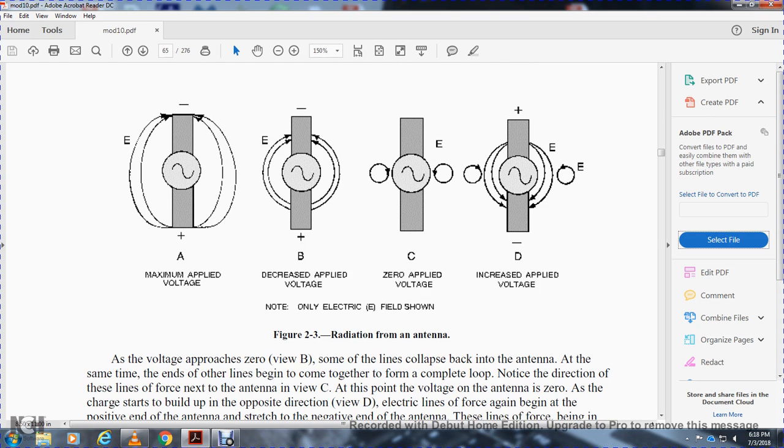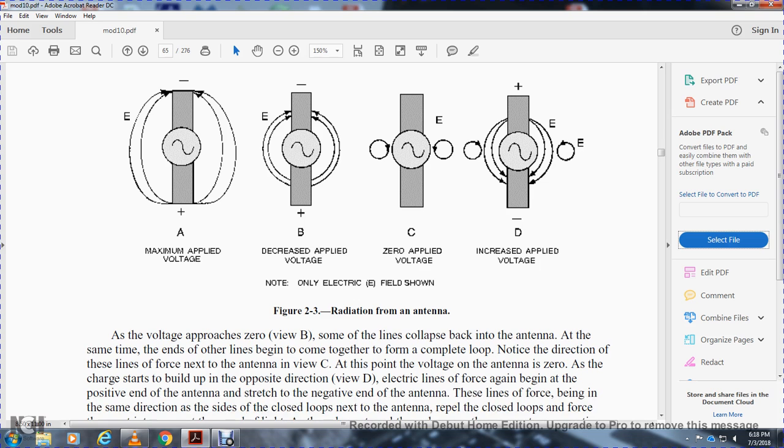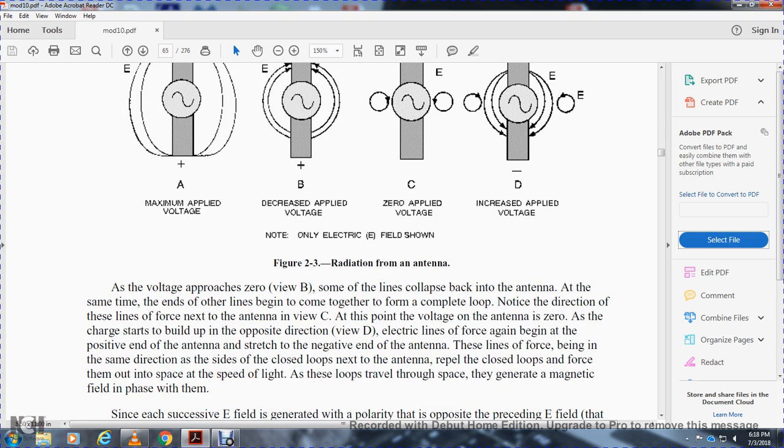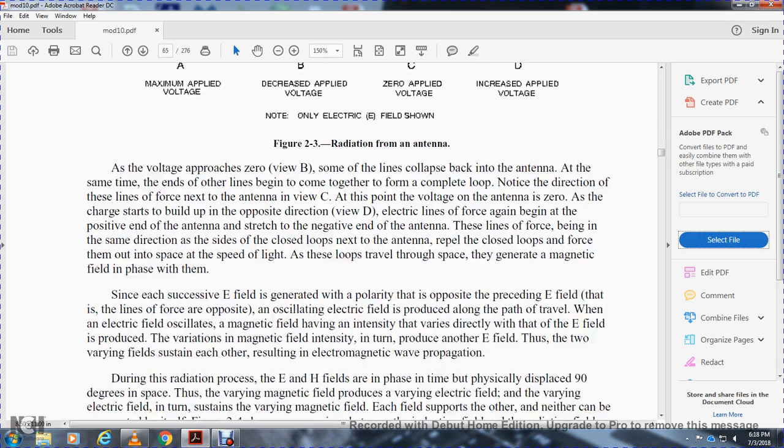after the charge starts to build in the opposite direction, the electric lines of force begin at the positive end of the antenna and stretch to the negative end. The lines of force begin with the same direction as the side of the closed loop next to the antenna, repel the closed loops, and force them into space at the speed of light. As the loop travels through space, it generates a magnetic field in phase with it.